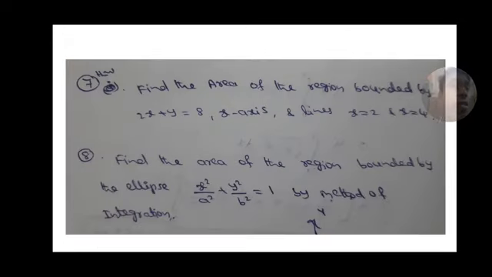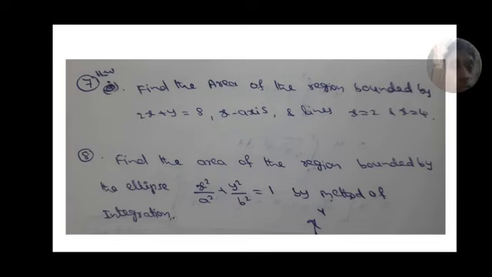Find the area of the region bounded by the line 2x plus y equal to 8, x-axis and the lines x equal to 2 and x equal to 4. It is given in the previous class only. Same model, y into dx, 2 to 4.